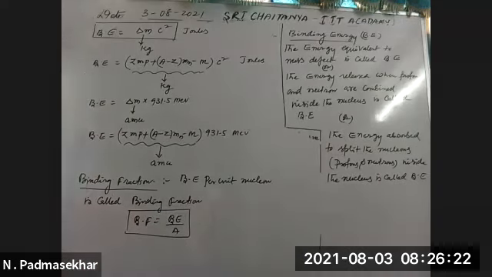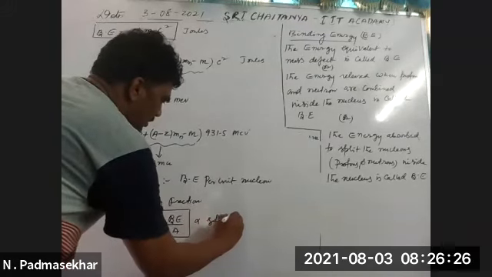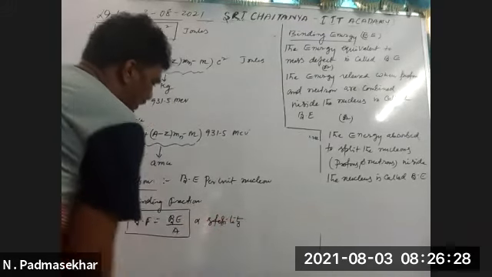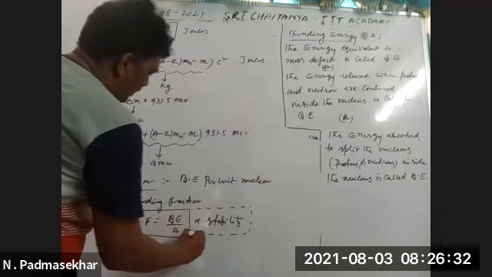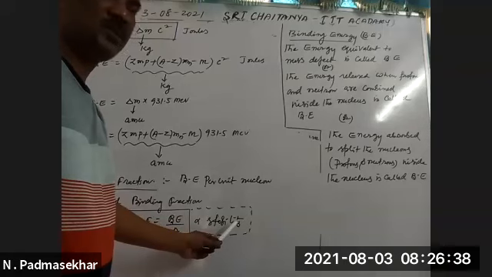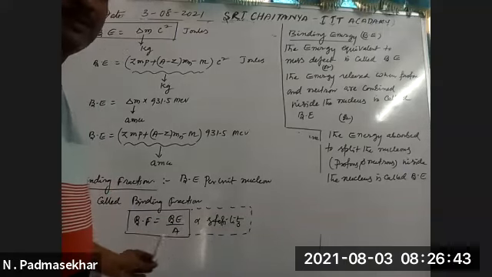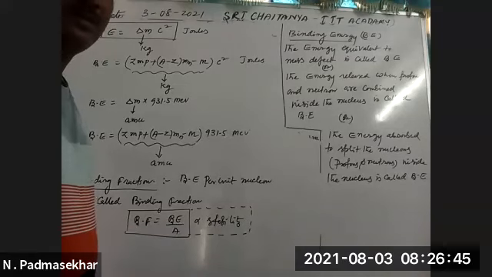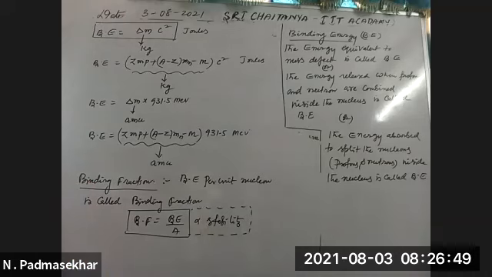The binding fraction is directly proportional to stability. Packing fraction is inversely proportional to stability, but binding fraction is directly proportional to stability. Binding fraction more means more stable, binding fraction less means less stable.